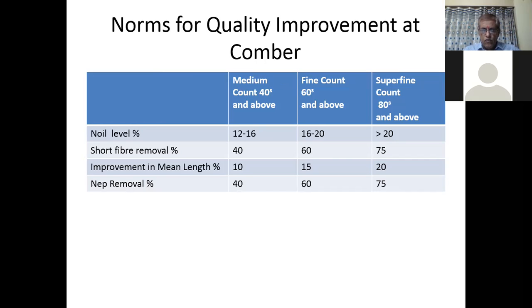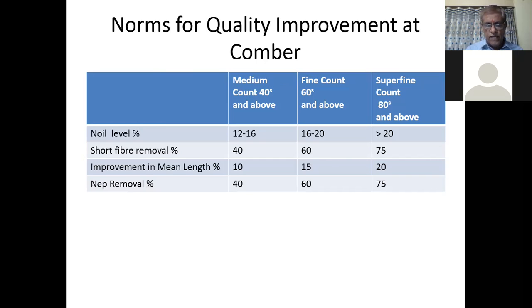The short fiber removal percentage is ranging from 40% to 60% and maximum up to 75%. It means if we are extracting short fiber of the order of 75%, then it's very good. It means we have achieved our target and the comber is performing well. We are not having any target of 100% short fiber removal because that is not possible and the noil level will be very high. That will not be economical.